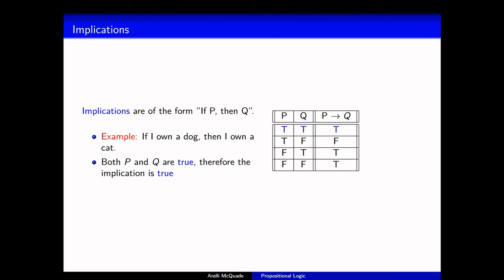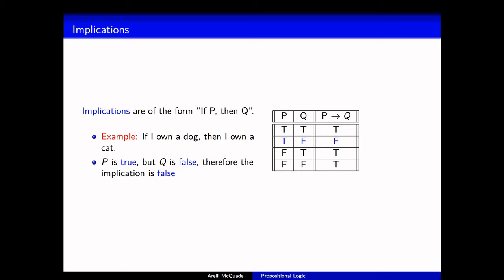For now, let's just look at the truth table for implications. So let's take this example. If I own a dog, then I own a cat. If both P and Q are true, then the implication is true. And this makes sense. We're saying if I own a dog, which I do, then I own a cat, which I also do. So we do expect the implication to be true.